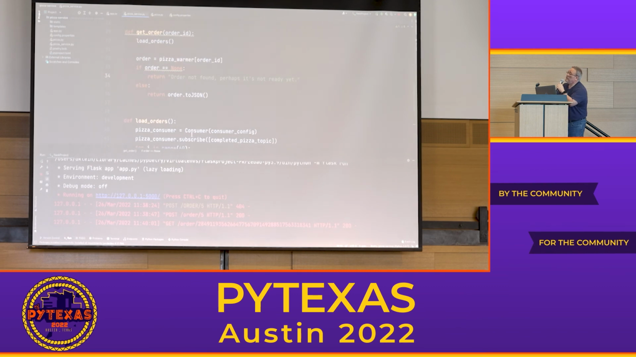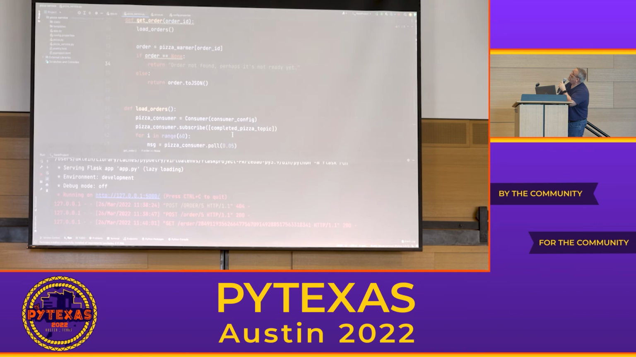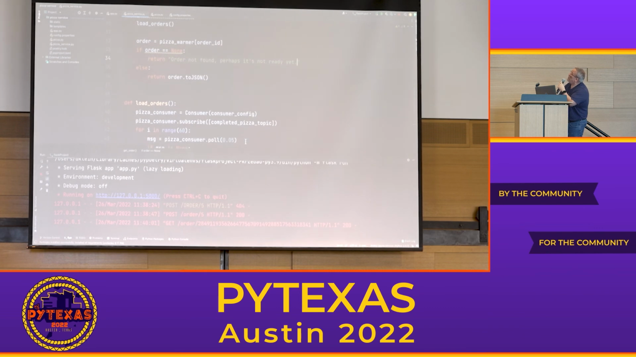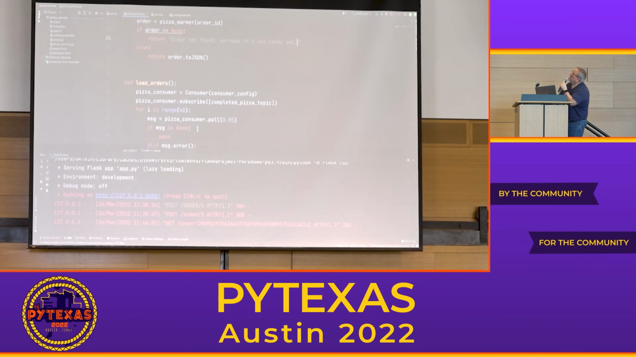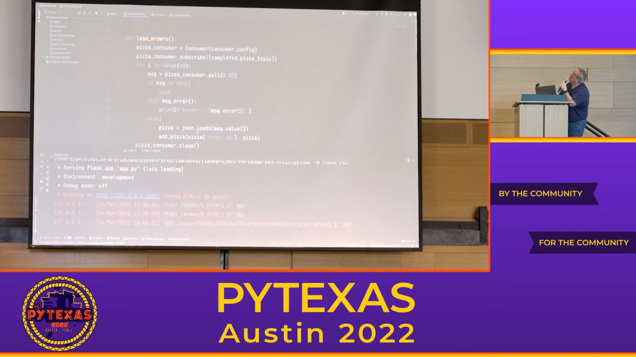Now, a consumer isn't just created and used. You have to create it, and then you subscribe to one or more topics. So you tell it what topics you're interested in, and we're interested in the completed pizza topic, which is our pizza with veggies. Once we've subscribed to that topic, we can poll it and grab any data that's there. We loop through, and I put in 60 for now, but you could do whatever you want there. We poll that many times and grab any pizzas that are ready to go. If there's none, we skip and wait, and if there's an error, we say bummer. If there's a pizza, we add that pizza to our order. And at the end of all that, we close the consumer.